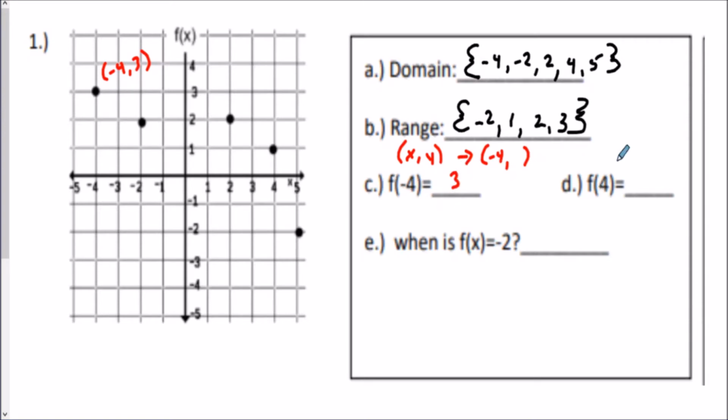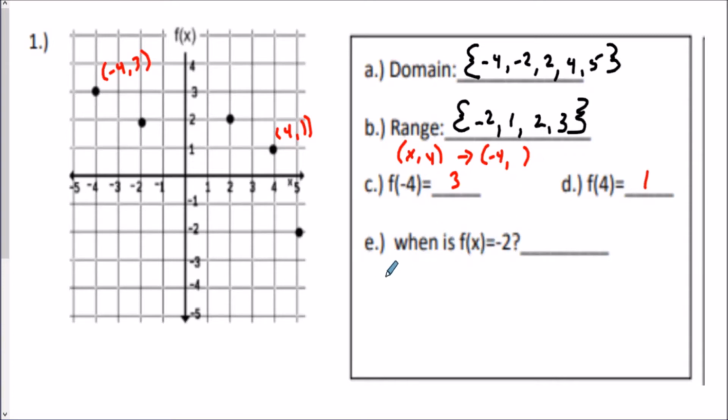Okay, so I can do the same thing with this letter D, right? If I go over to 4, I go up, it looks like there's this point 4, comma 1, right? And so the answer to their question, f of 4 is equal to 1. Okay. For letter E, this one is actually doing the opposite. They're actually saying, when is f of x equal to -2? So another way that you might read this is, for what values of x will the output be -2?